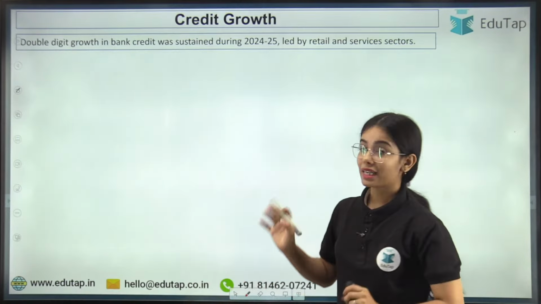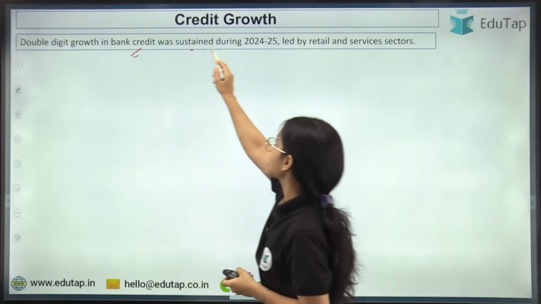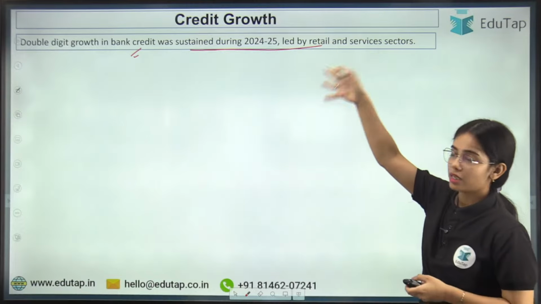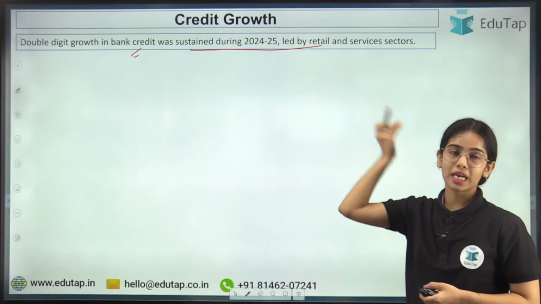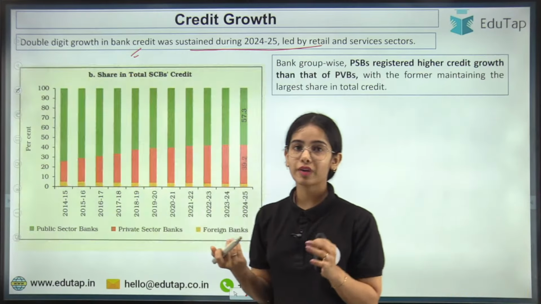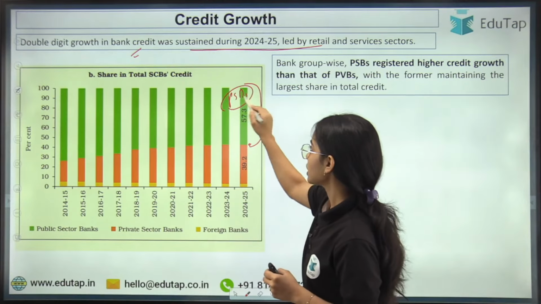Now coming to the next point, that is credit growth. Double-digit growth has happened in bank credit. This was sustained during 2024-25, same as the previous years also. So double-digit growth has happened in bank credit. So bank group wise, if you see the public sector banks, in the public sector banks, there was a higher share.